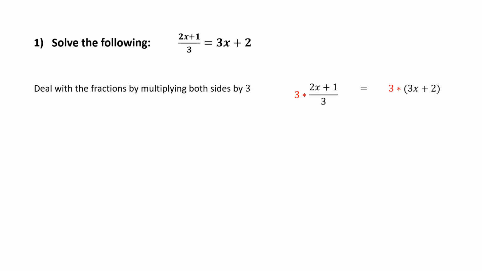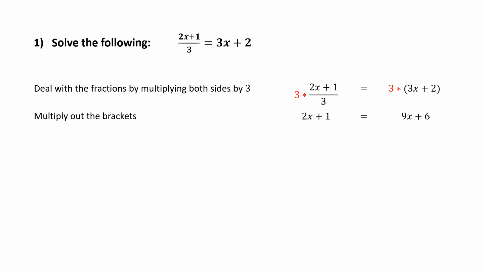Cool, hopefully you found that okay. So we need to get rid of that fraction to start. To do this, we're going to multiply both sides by 3. So the 3 and the 3 are going to cancel out, and we're going to be left with 2x plus 1 equals 9x plus 6.